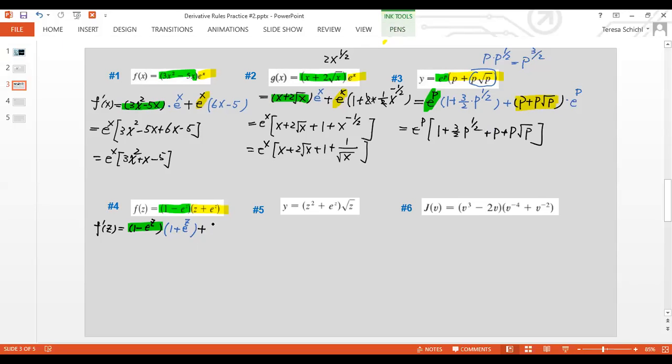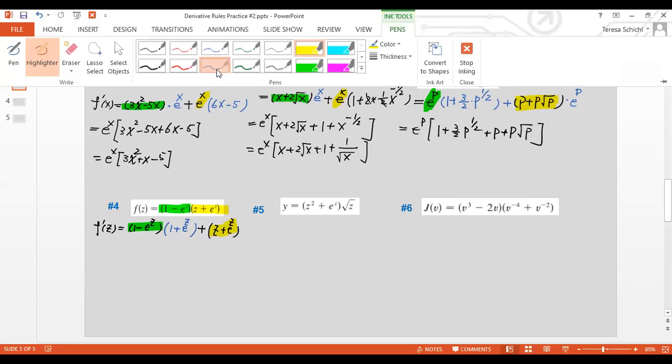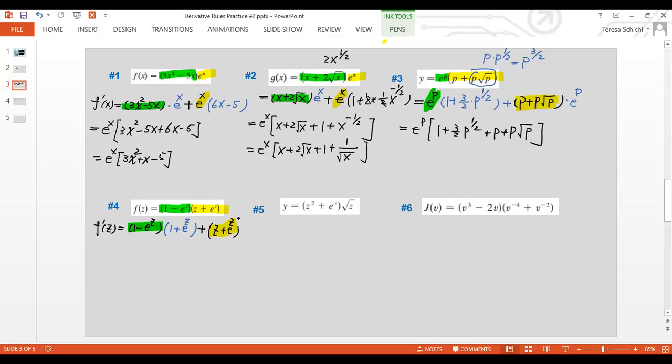Then plus, holding the second one, right? So that's why I color coded that, so it makes it easy to see. Hold the second one and take the derivative of the first one. So 1 minus z, the 1 becomes 0, so e^z by itself, but don't forget this is a negative sign, so you have negative e^z here.